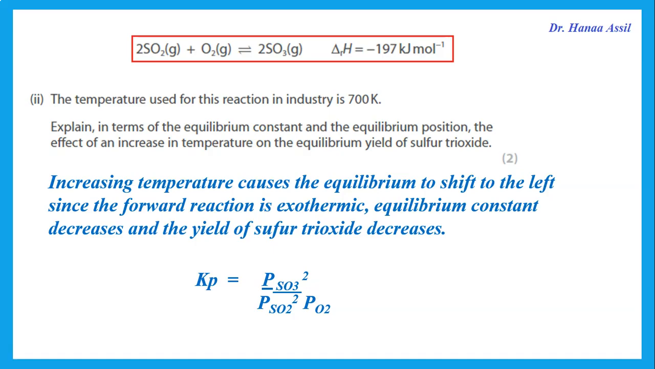Remember, if the forward is exo, that means the backward is endo. Increasing the temperature goes endo. And if it goes back, then the equilibrium constant will decrease because I will have less SO3 produced.